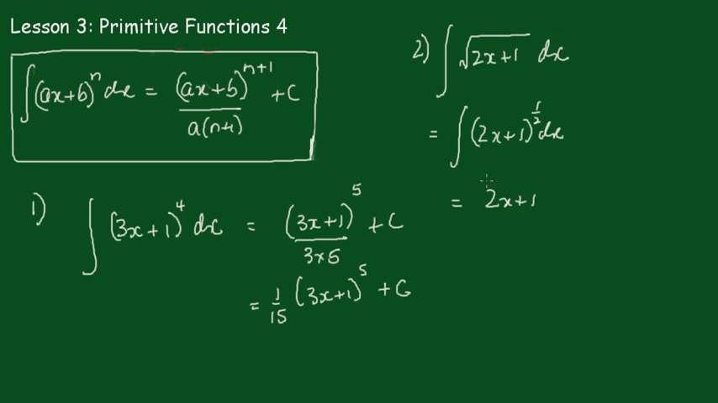(2x plus 1). Now add 1 to the power, making it 3 on 2, over 2 times 3 on 2, plus the constant, and of course this all cancels out. You just get a 3, so it becomes (2x plus 1) to the 3 on 2, all over 3, plus your constant.